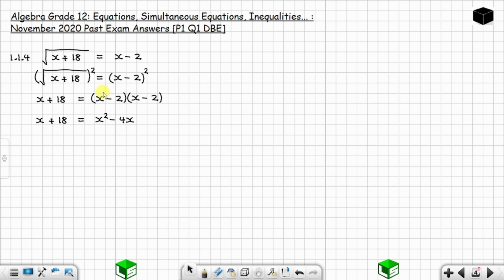I hope you can see that from x times negative 2, it gives you negative 2x, and then negative 2 times x gives you negative 2x. So negative 2x minus 2x is going to be negative 4x. And you carry on, negative 2 times negative 2 is going to be plus 4, right? Okay, and now you can carry on. You have x squared, you bring it to the left side, it becomes negative x squared, right? And you have this negative 4x, you bring it to the left side, it becomes plus 4x.